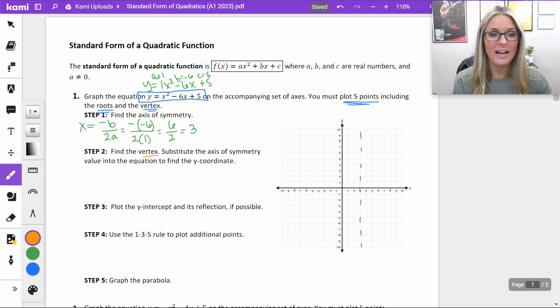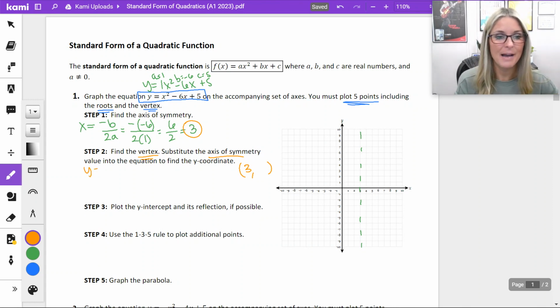Step 2, we're going to find the vertex. To find the vertex, we're going to plug in that axis of symmetry value that we just found, 3, into our quadratic function so we can find the y coordinate of our vertex. I already know my vertex is 3 something. Literally, the x coordinate has to lay on this axis of symmetry. So let's plug in. I'm going to rewrite the function down here so we know exactly where we're plugging in.